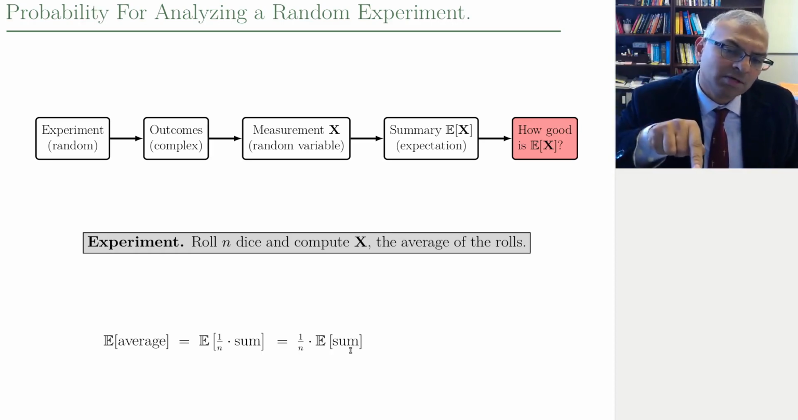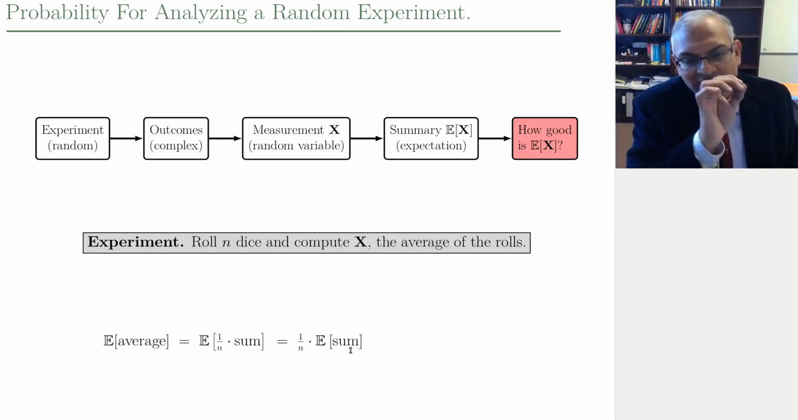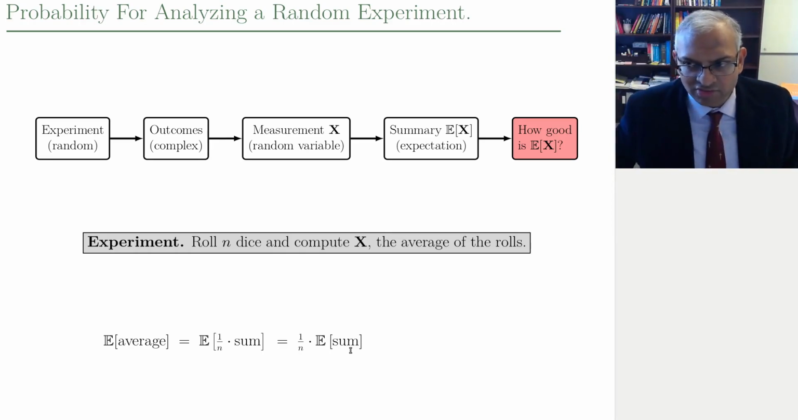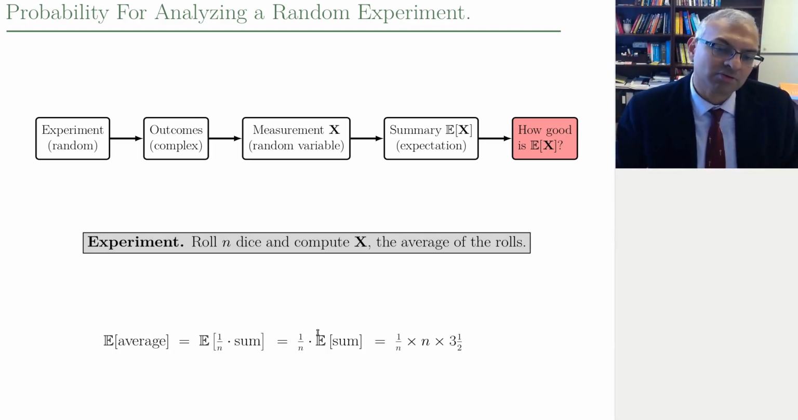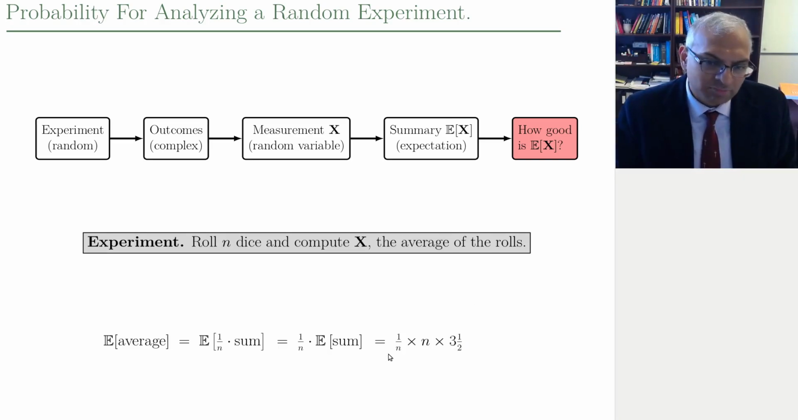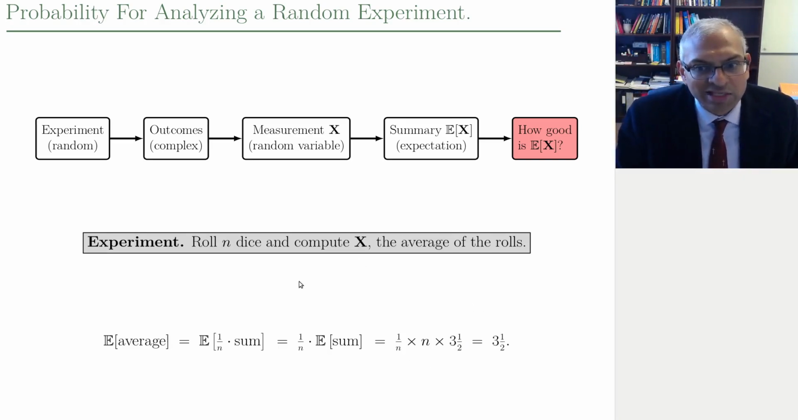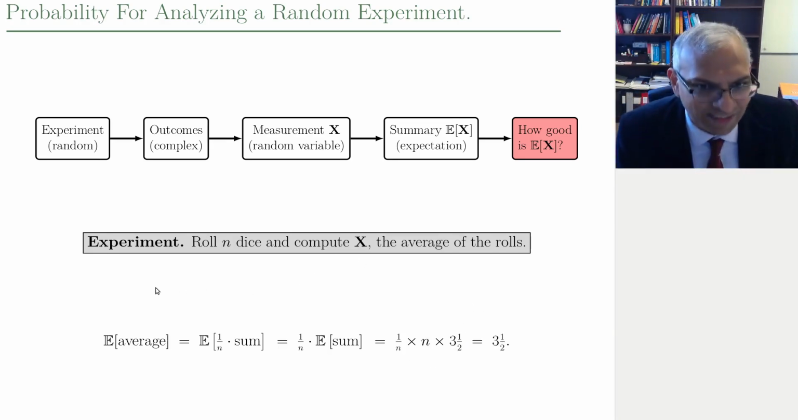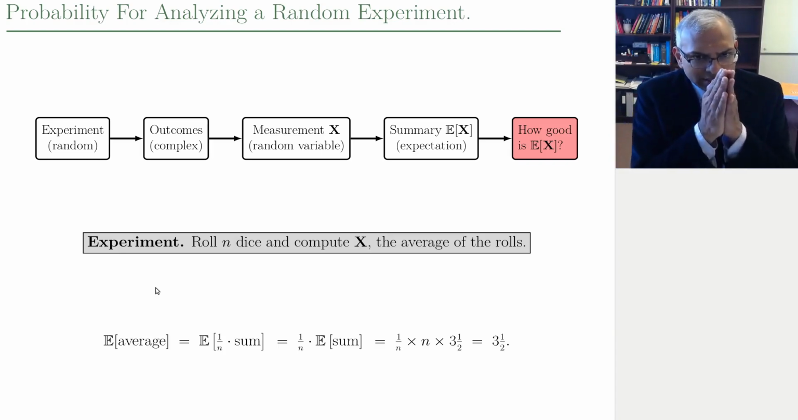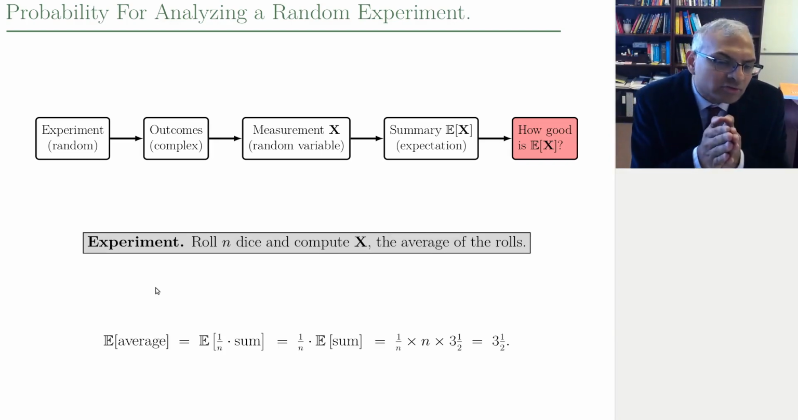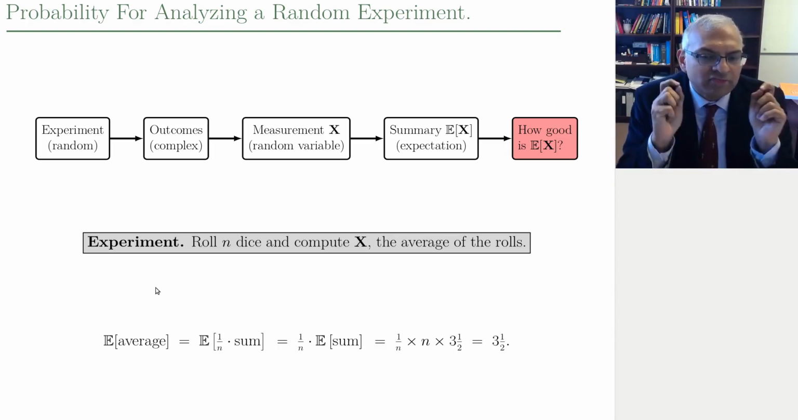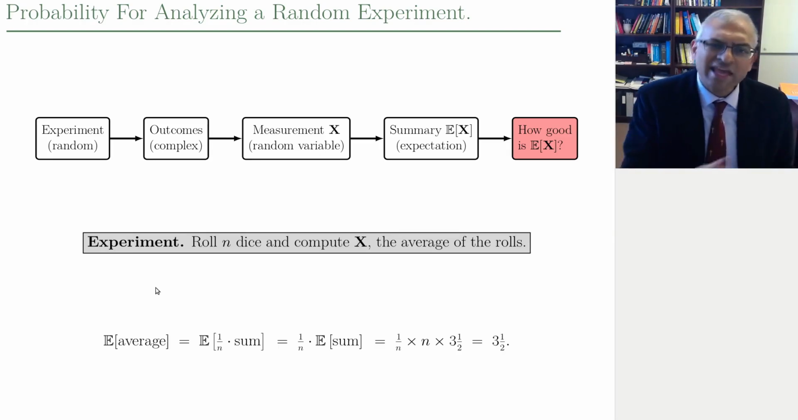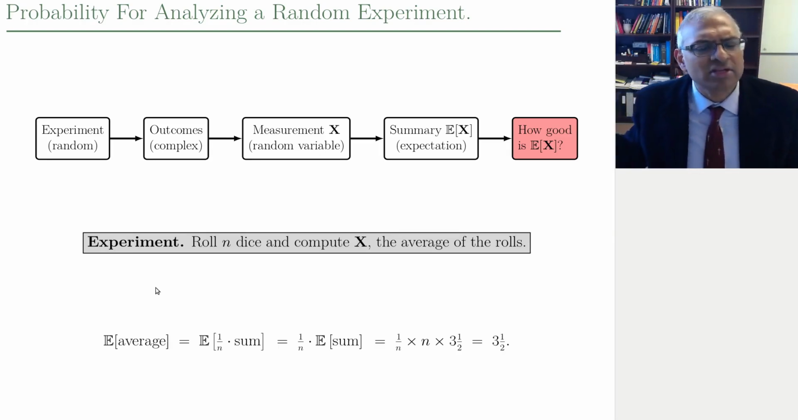And so the sum will have an expected value that is n times that, because we take the sum of the individual n expected values. So the expected value of the sum is n times 3.5. We multiply by the 1 over n, the n's cancel, and we get 3.5. Now that's interesting. So when we roll n dice and take the average of the rolls, the expected value of that average is 3.5, and it is independent of the number of dice we roll.